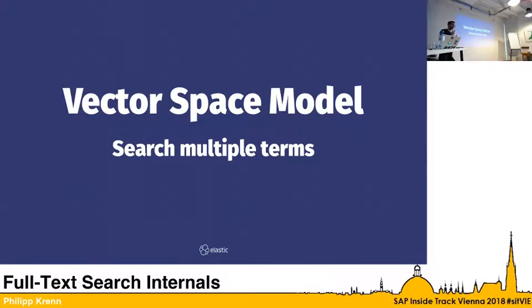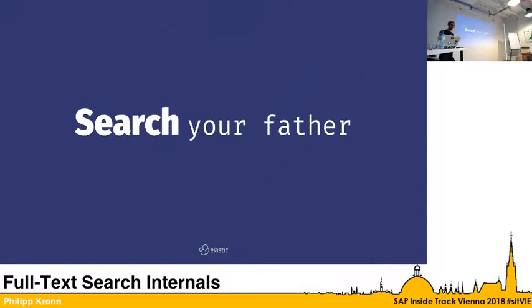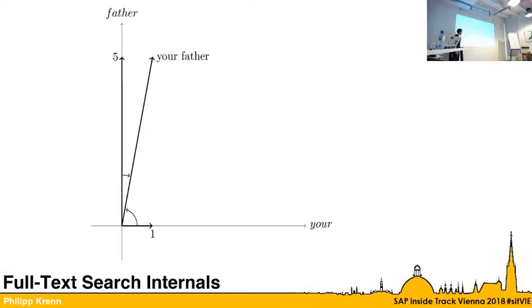All of this was only true if you searched for one term. What happens if you search for multiple terms, especially if some documents contain only parts of the terms you're searching for? Let's assume, this is now a bit made up, that we search for your father. And we assume that your is very common, so it has less relevancy than father, which is very rare in the Star Wars ecosystem and is more relevant. And the ideal document would contain your father. This is basically this vector here.